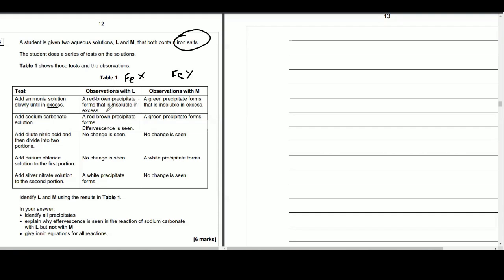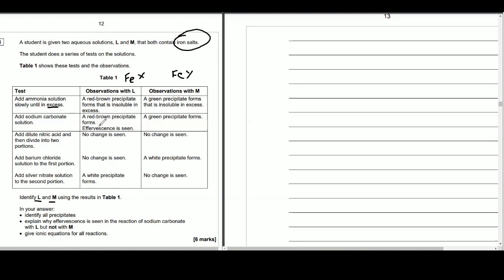They've also added some sodium carbonate solution, which can normally tell you between Fe2+ and 3+. They've added dilute nitric acid, which didn't do anything on its own, but then they added barium chloride, and we got a white precipitate with one and no change with the other. So you've got to know, what does the barium chloride test for? And then the silver nitrate test, what does that test for? Because that made a white precipitate with L but not with M.